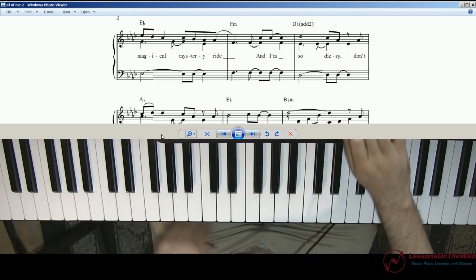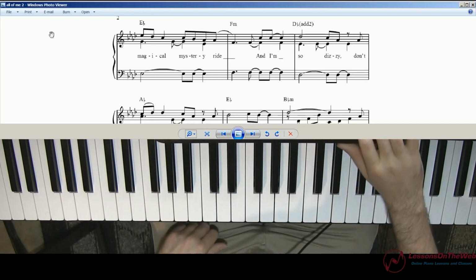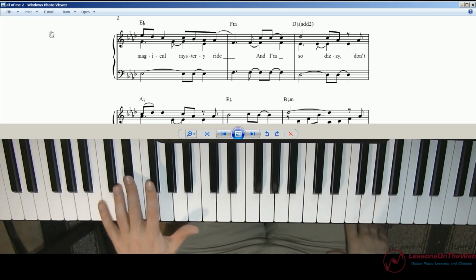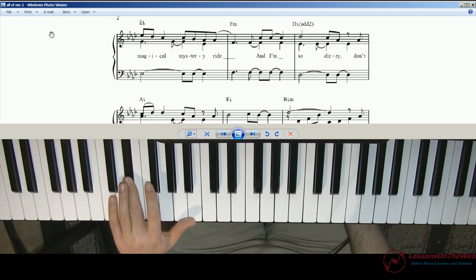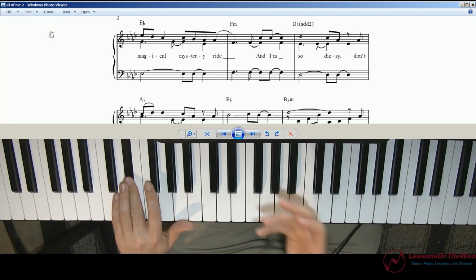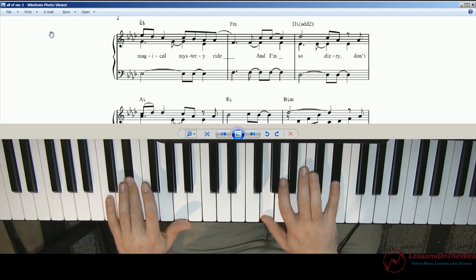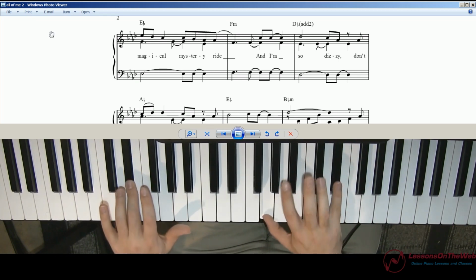So we're on the second page now. Maybe try to make that a little bigger for us. Yeah, that's pretty helpful. So anyway, we're on the beginning of the second page. You've got E flat with your left hand for the word magical, the first part of that word, "mag," and then you're going to have G and E flat with your right hand. You're going to hit that all at the same time, mag.